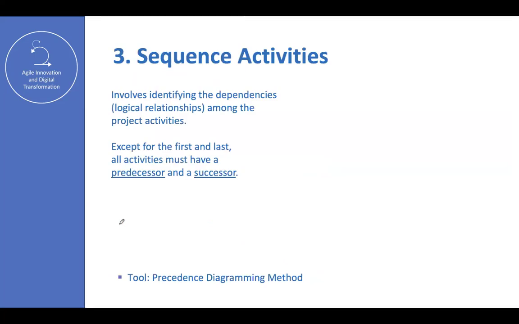Now that we have the list of activities and the list of milestones, process number 3 is about ordering, putting them in logical order.